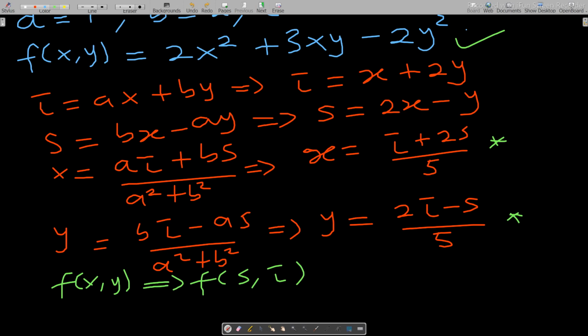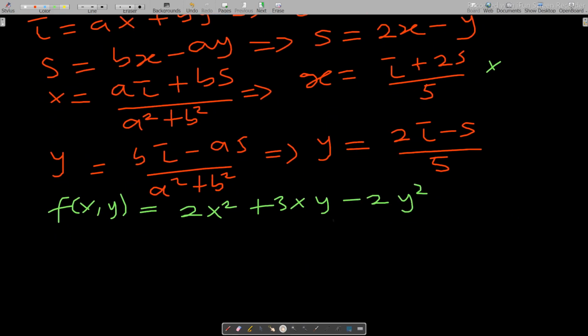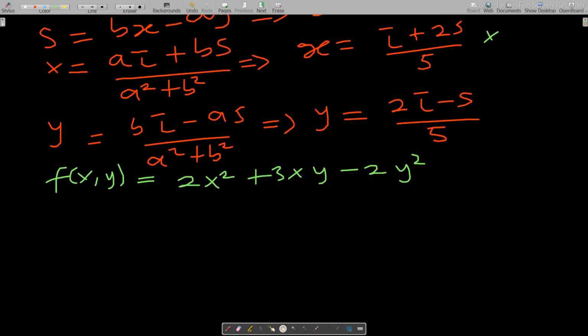Let me write my f of x y again, and we'll continue from there. It is 2x squared, plus 3x y minus 2y squared. Now with this we are being given x and y, that this is x, this is my y. So wherever I see x, I put the expression for x there.